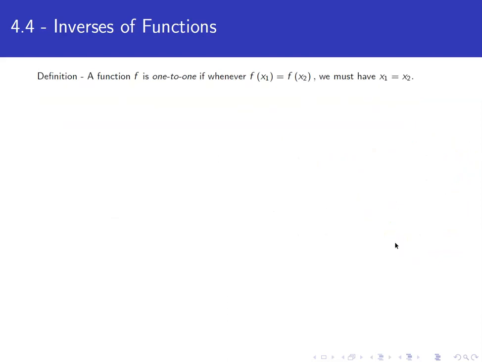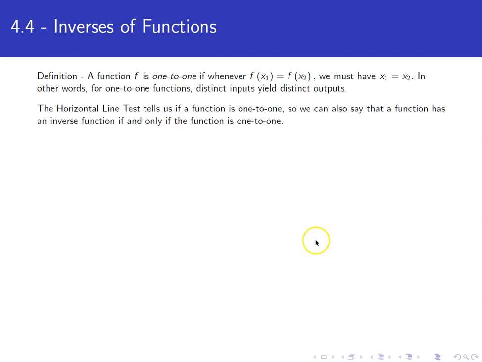All right, so let's look at a definition here. We say a function is one-to-one if whenever the outputs are the same, the inputs are the same. So if you plug in 2 numbers into the function and get the same output, and it's one-to-one, it means you plugged the same number in twice. If we reverse the way that's said, distinct inputs for one-to-one functions result in distinct outputs.